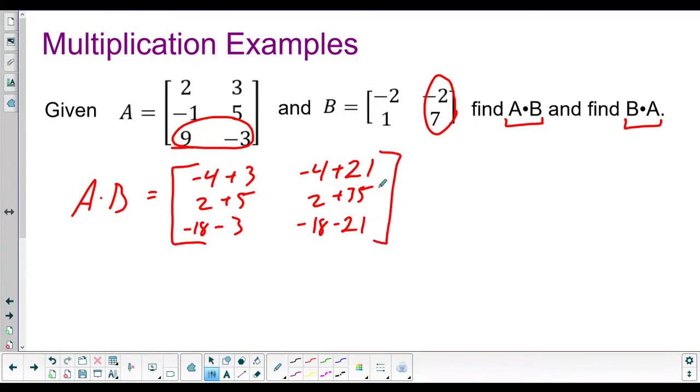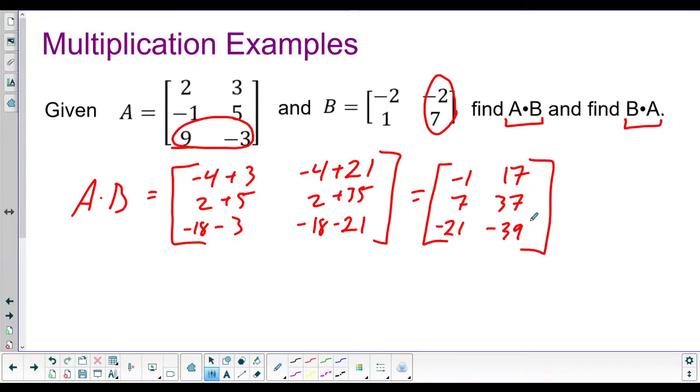And now we just have to simplify all of our elements. So we're going to have negative 4 plus 3 is negative 1. Negative 4 plus 21 is 17. 2 plus 5 is 7. 2 plus 35 is 37. Negative 18 minus 3 is negative 21. And then negative 18 minus 21 is negative 39. So this is the result of multiplying matrix A to matrix B.